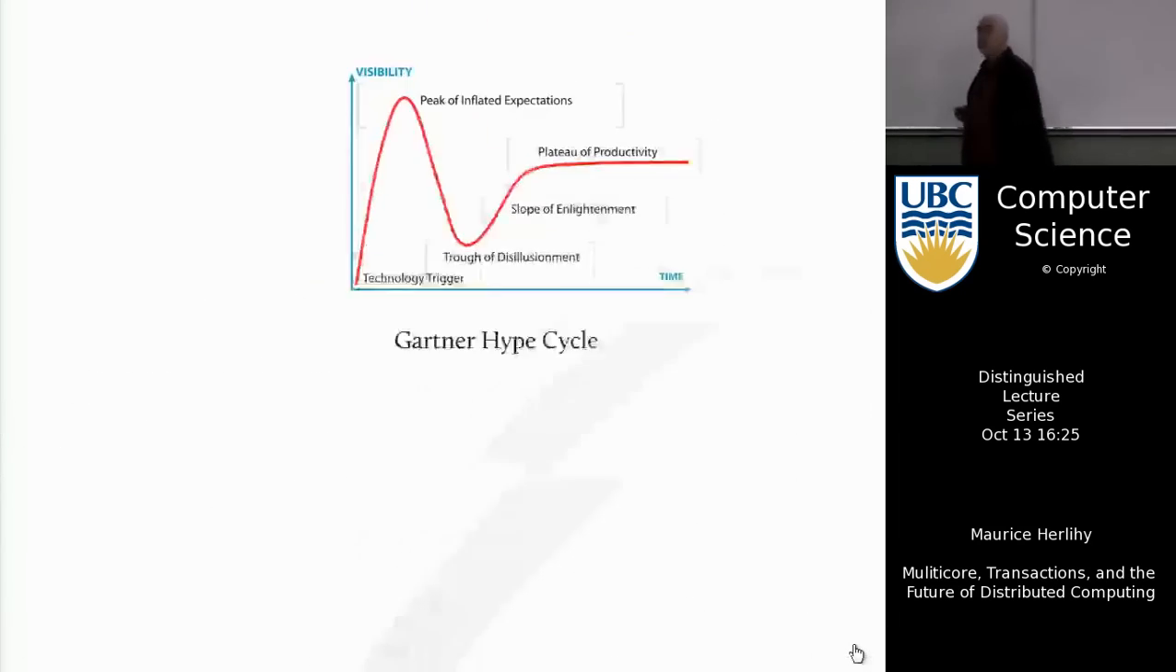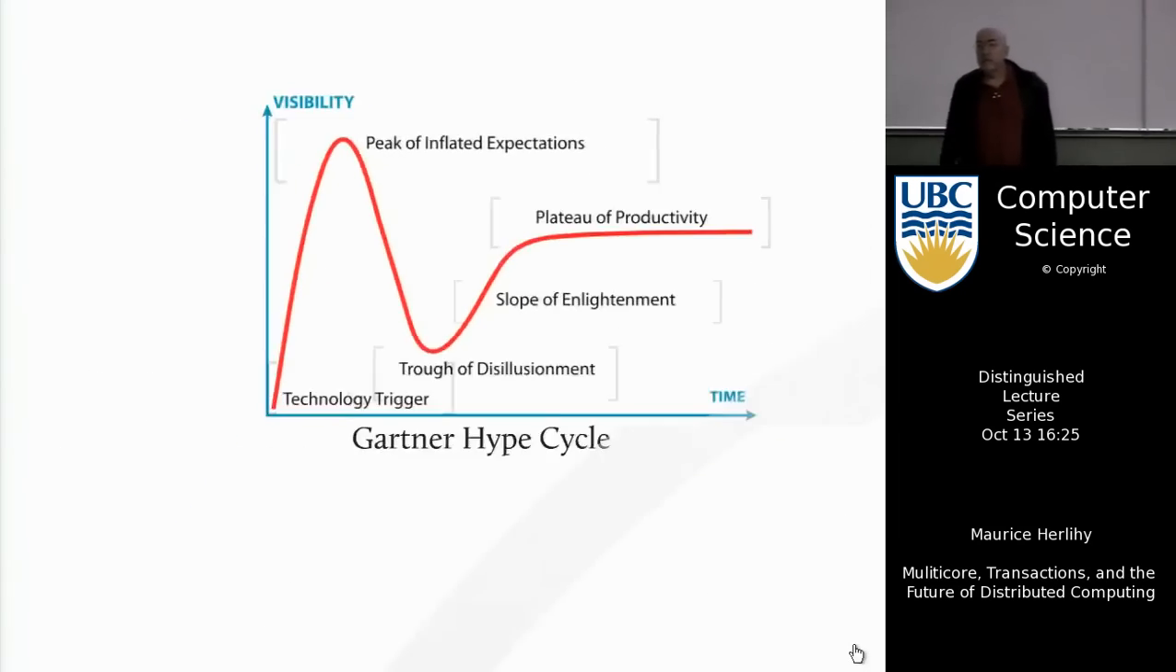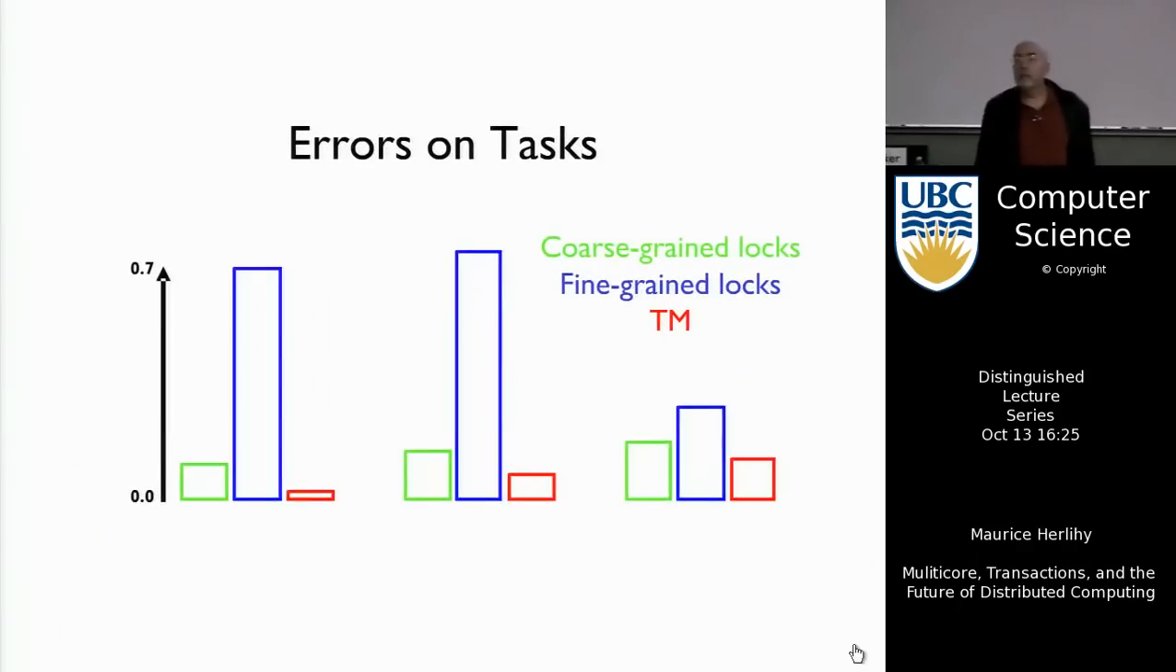A quick question on that one. Yeah. So that data is from 147 undergraduate students implementing a simple game in Java, right?